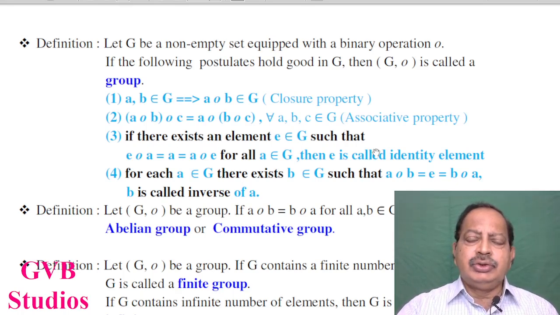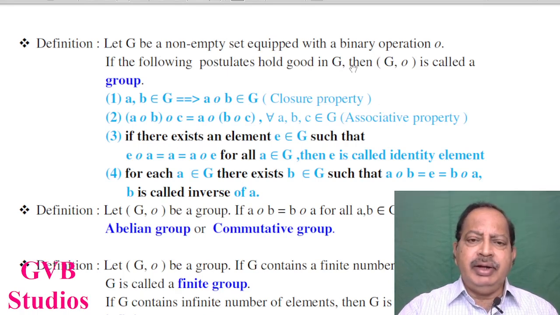In the last class, we have seen the definition of a binary operation, the definition of a semigroup, existence of identity, and existence of inverse. So with the above conditions, we define a new concept called a group. Formal definition: let G be a non-empty set equipped with a binary operation circle. If the following postulates hold good in G, then (G, circle) is called a group.